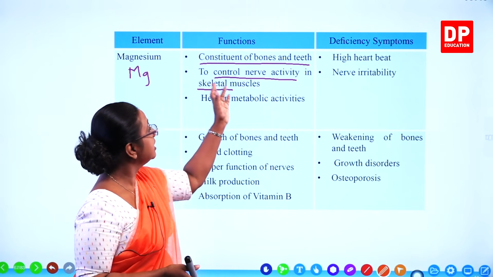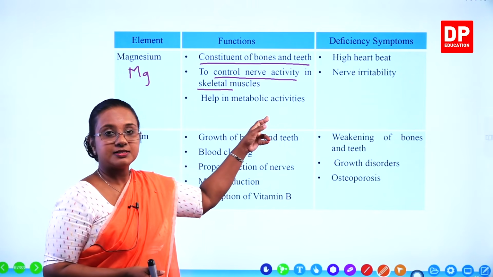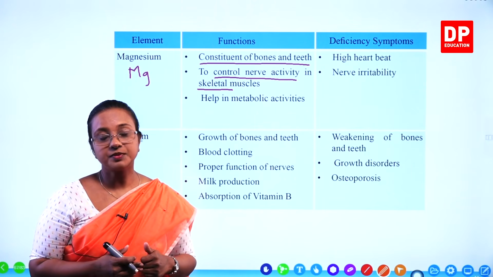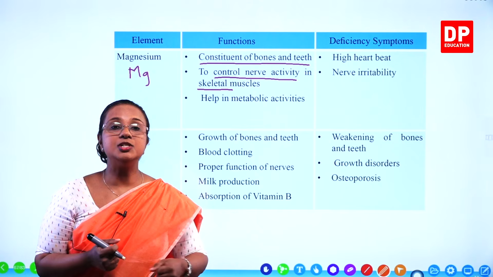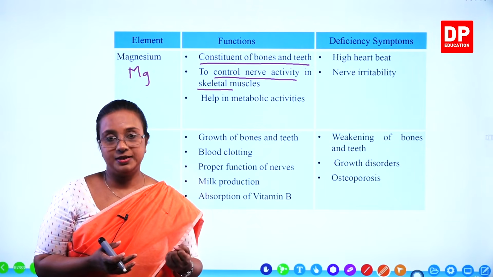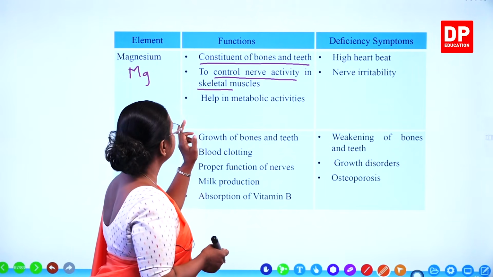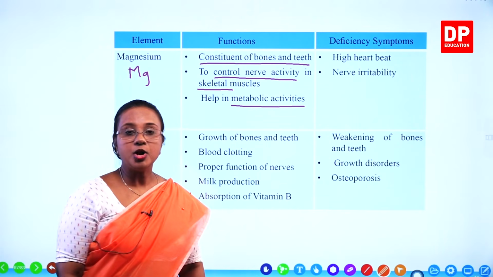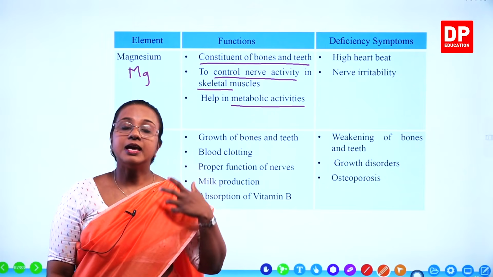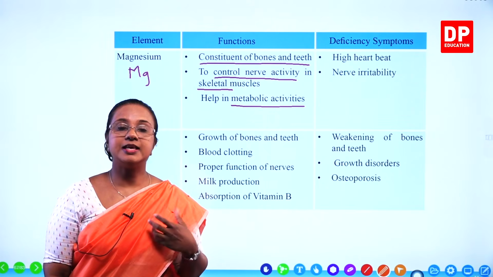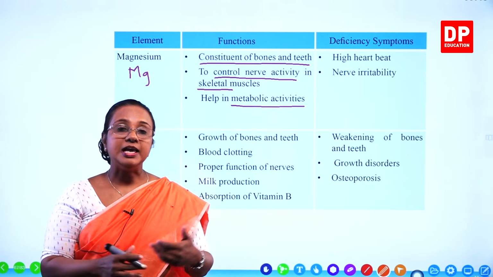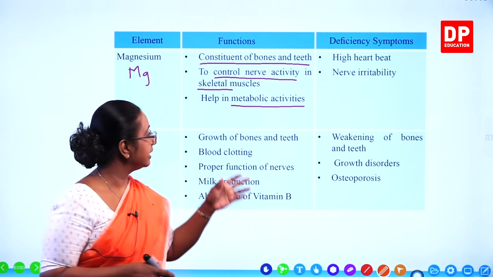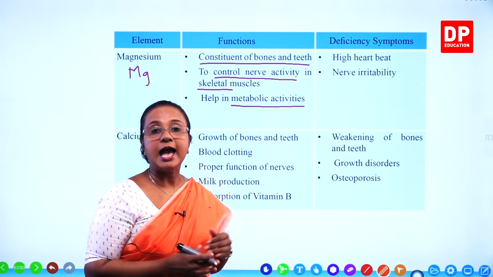To control the nerve activity of the skeletal muscles, there should be magnesium in the body. Otherwise, you will not be able to move your limbs properly. Then the next one is help in metabolic activities. When we say metabolic activities, these are the chemical activities that take place in a living organism. Making of substances or breaking down of substances. All these together are known as metabolic activities.